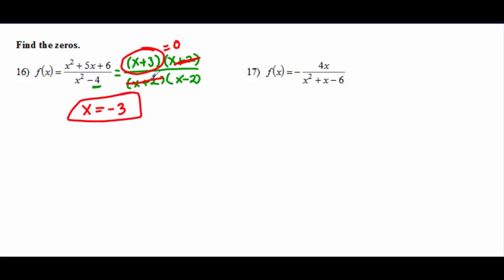So if you put -3 and -2, you'd be partially right, but it doesn't actually go through the x-axis at -2, so you wouldn't want to put that as an answer. On 17, even if we factor the bottom, and you can if you want to, it's still not going to cancel out with what's on top, because it's going to be x plus 3 and x minus 2, and that can't cancel out with the 4x on top. So we just need to set the top equal to 0. And so if 4x equals 0, you divide both sides by 4 and get x equals 0 as your answer.